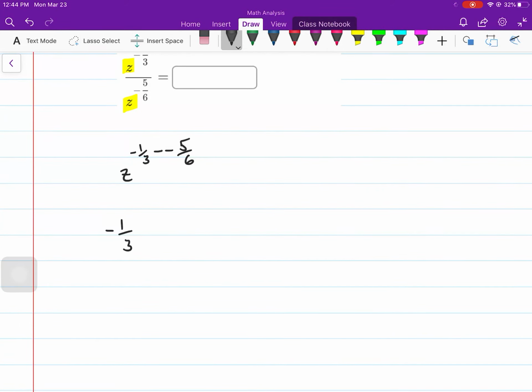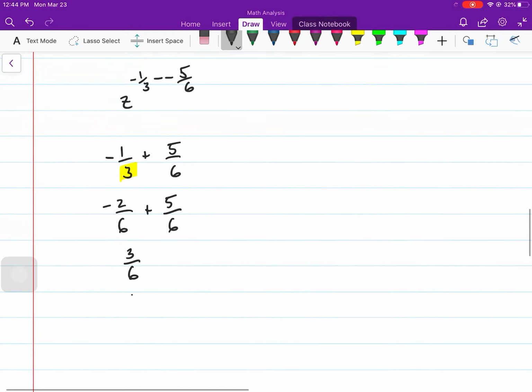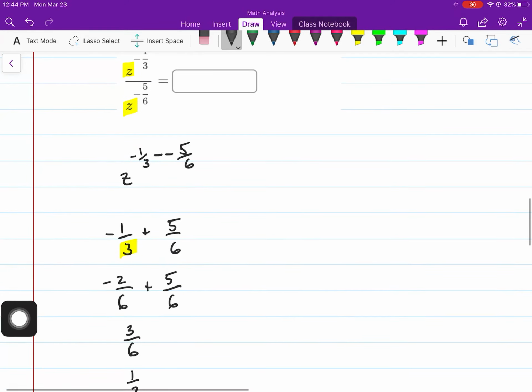So let's just write that down here. Negative 1/3 plus 5 over 6. So we need to get this 3 to look like a 6. So we multiply by 2. Negative 2 over 6 plus 5 over 6. Negative 2 plus 5 is 3 over 6. And we could simplify that to 1 over 2 because they're both divisible by 3. 3 divided by 3 is 1. 6 divided by 3 is 2. So our answer would be z to the 1 over 2.